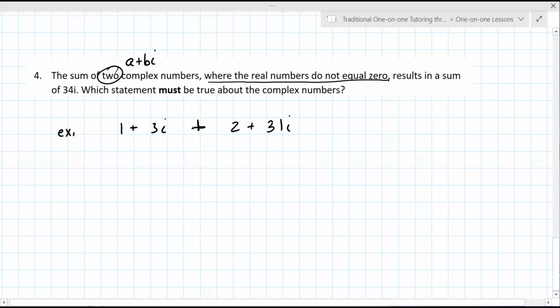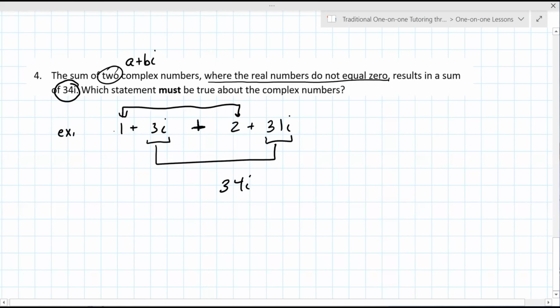And when you add them, it says the result must be 34i. Okay, so in this example here, do you see that 3i plus 31i, when you add those together, you get 34i? Yes. What is 1 plus 2? 3. It's not 0, is it? No. So how do we make it 0?